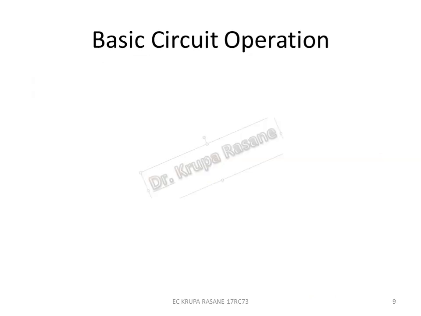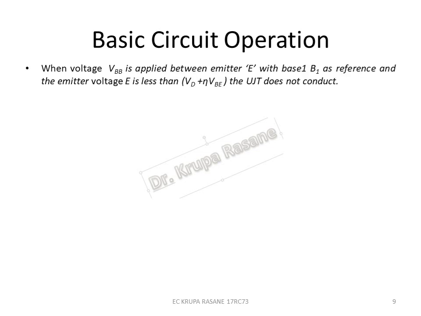So let me go through the basic operation again. When voltage VBB is applied between emitter E and base 1, B1, as reference, and the emitter voltage is less than VD plus eta times VBB, the UJT is not going to conduct because the diode is reverse biased.